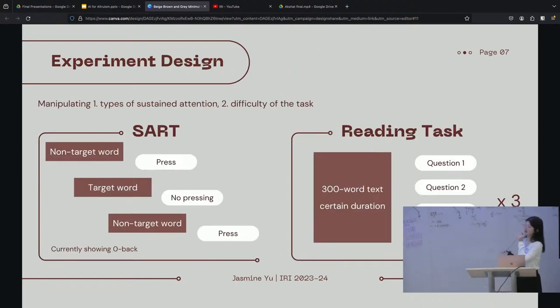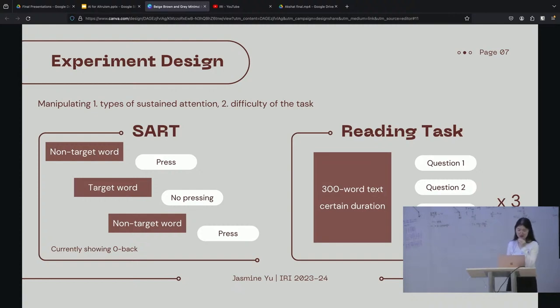So moving on to the experiment design. Since I mentioned that I want to look at different types of concentration and the intensity of the task, I'm manipulating these 2 variables. The first variable is the type of sustained attention. We have 2 tasks, the sustained attention to response task, SART, and the reading task. SART looks at externally directed sustained attention, meaning you're directing your attention towards outside stimuli. The reading task is more about internally directed attention, so you can think of it as going through your own mental process.